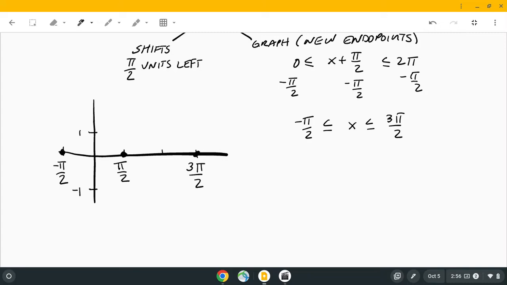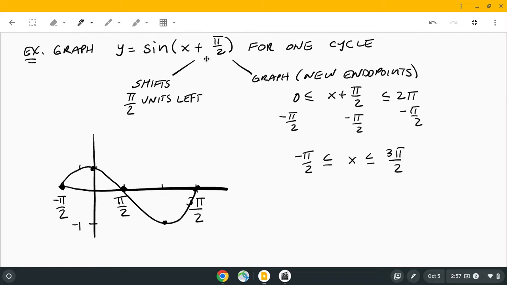And then we know that halfway between here is 1, and halfway between here is negative 1. So here is our graph, sine of x plus pi over 2.